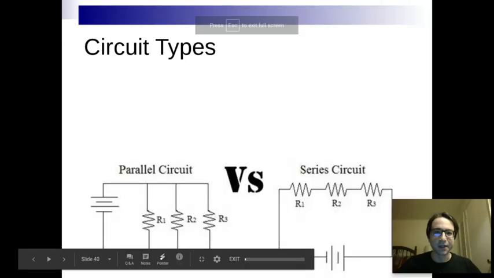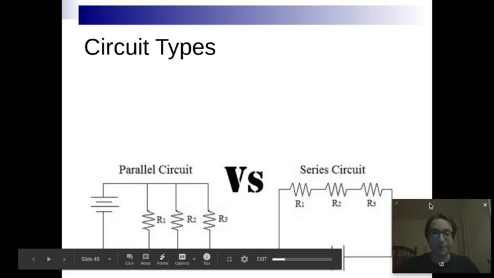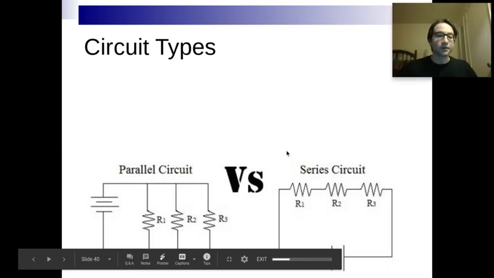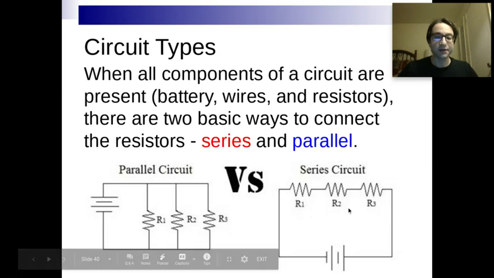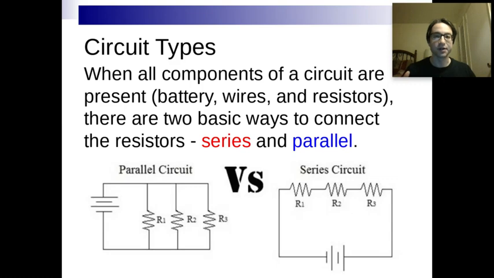Hey, welcome back. Right now, we're just going to talk about the different types of circuits we'll be studying, the parallel circuit and the series circuit. So once you've got all your components for a circuit, that is the battery, the wires, and at least one resistor, we're only going to look at these two types of circuits. Series, where the resistors are all in a row, and parallel circuits where the resistors are kind of each in their own branch of circuit.